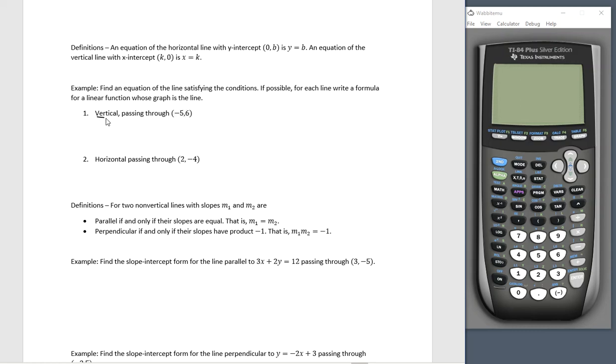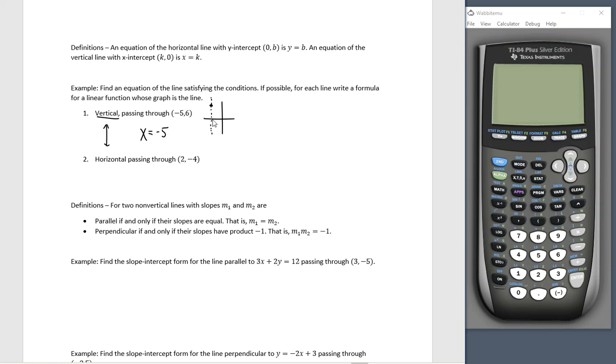So we're looking for a vertical line. Vertical lines are straight up and down. I have a vertical line through the point (-5, 6). So here on my graph, (-5, 6), it's going to be a vertical line. What I know is that x will always be negative 5, because a vertical line has to be straight up and down. It has to be through the point (-5, 6).